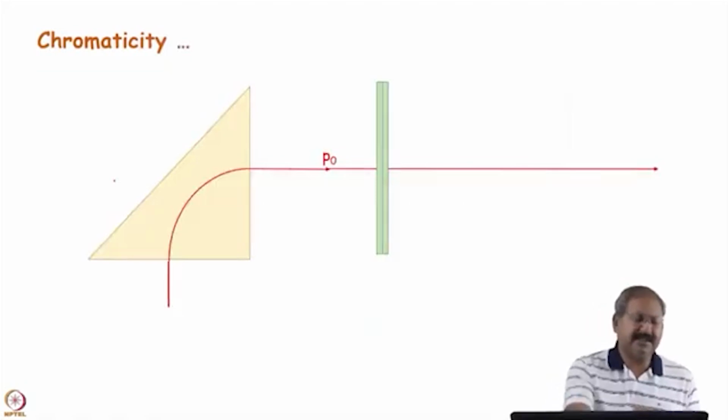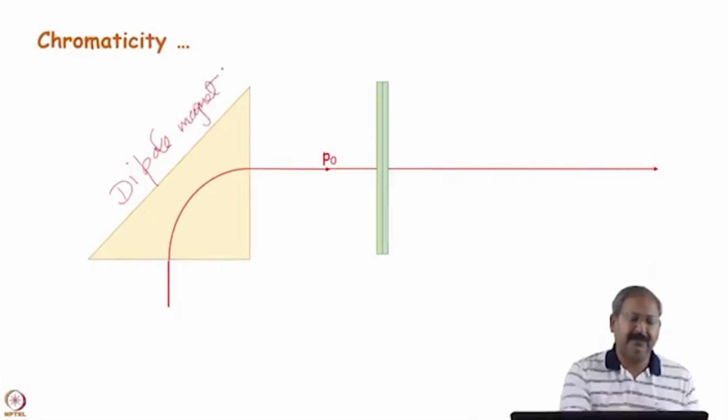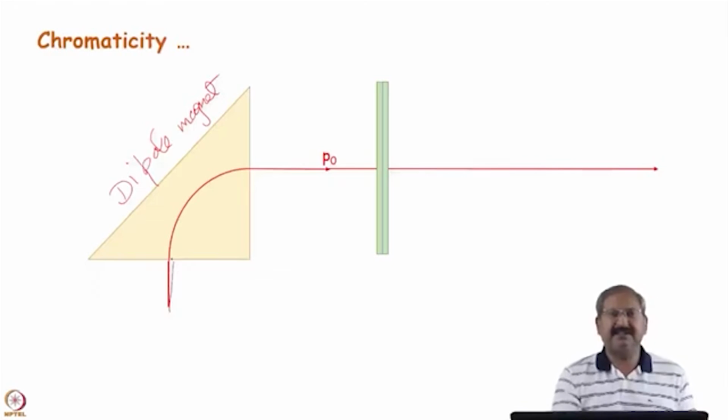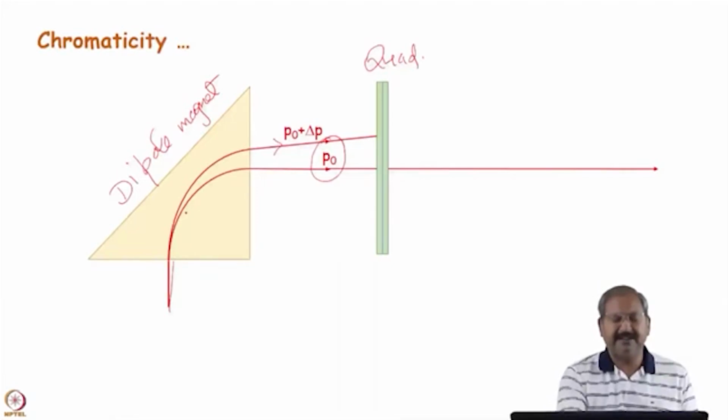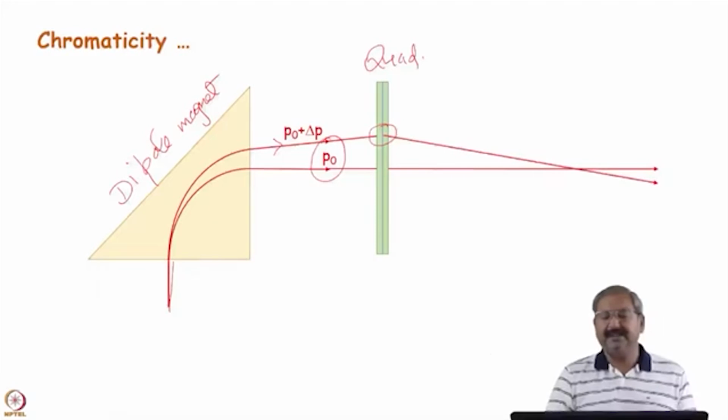Now suppose this is a dipole magnet. Again, a similar picture to what we have seen in the case of dispersion. So this is the design trajectory, and the design trajectory is for the P0 momentum, and this is a quadrupole magnet. Now a higher momentum particle follows this trajectory. It will bend less due to the dipole magnet, and it will reach the quadrupole off axis, and the quadrupole will focus it. However, had it been a right momentum particle, the quadrupole would send it here.